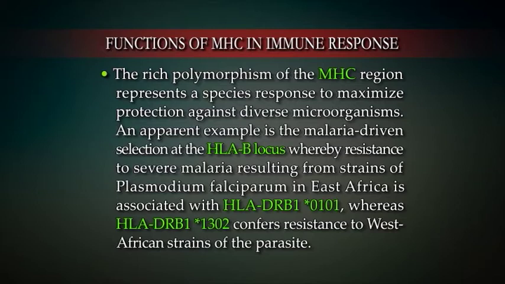The rich polymorphism of the MHC region represents a species response to maximize protection against diverse microorganisms. An apparent example is the malaria-driven selection at the HLA-DRB1 locus, whereby resistance to severe malaria resulting from strains of Plasmodium falciparum in East Africa is associated with HLA-DRB1 0101, whereas HLA-DRB1 1302 confers resistance to West African strains of the parasite.